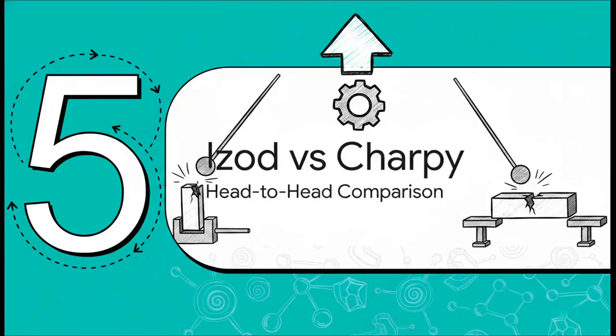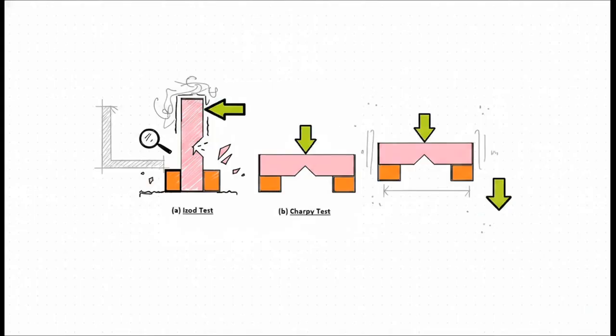Section 5, the IZOD versus CHARPY comparison. This visual side-by-side perfectly illustrates that core distinction we've been talking about, and it's a great way to lock this into your memory. On the left, we have the IZOD test. Notice how the bottom half of the specimen is rigidly clamped vertically in that vise. It stands up straight as a cantilever beam, and the striker hits the top half, on the exact same side as the notch.